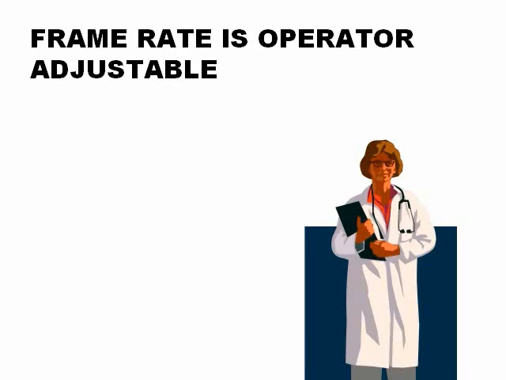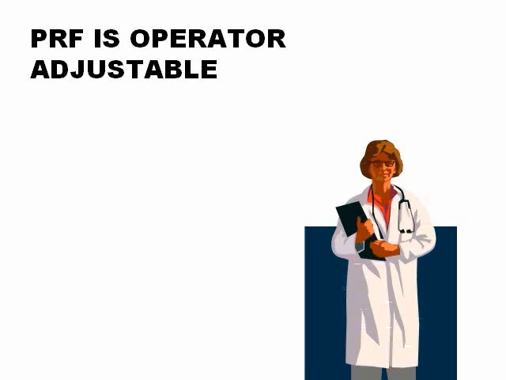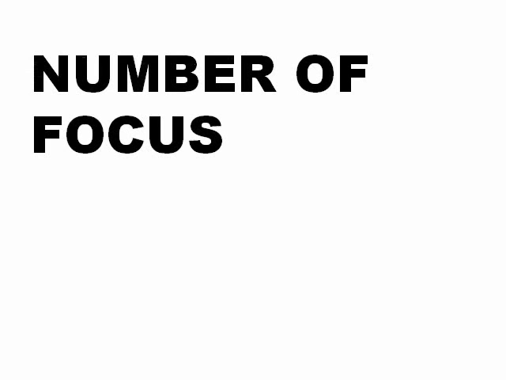Frame rate, of course, is operator adjustable. Why? Because pulse repetition frequency is operator adjustable. And pulse repetition period is also operator adjustable because it is the same as pulse repetition frequency. Adjustable by the depth button. Depth is operator adjustable and changes pulse repetition frequency and pulse repetition period.